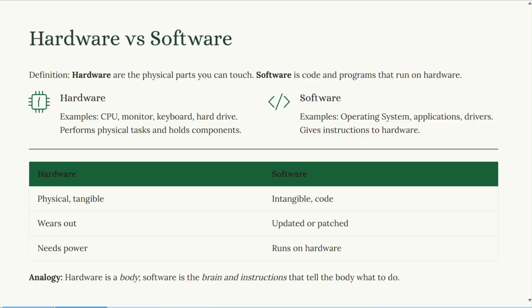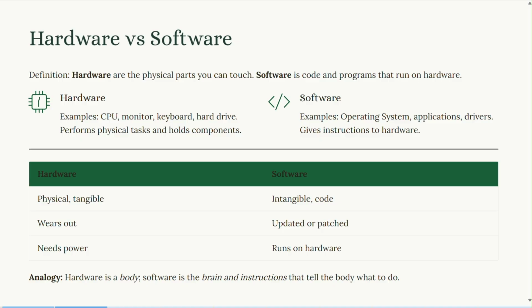Here's an important point to remember. Hardware and software always work together. For example, when you press a key on your keyboard, the keyboard sends the input to the computer. The operating system receives that input and performs the required action. The keyboard is hardware, while the operating system is software. Without hardware, software has nowhere to run. Without software, hardware cannot perform any useful task.